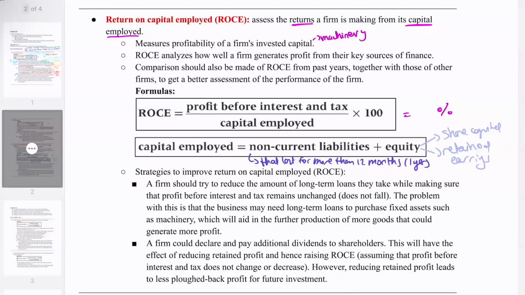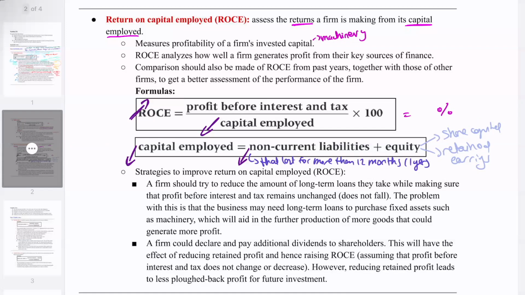So strategies to improve ROCE. A firm should try to reduce the amount of long-term loans they take. So basically they want to reduce long-term liabilities, because once they reduce non-current liabilities, they end up reducing capital employed. Once they reduce capital employed, they end up increasing ROCE, right? This is what they end up doing. But they have to make sure that the profit before interest and tax remains unchanged, so it does not decrease.